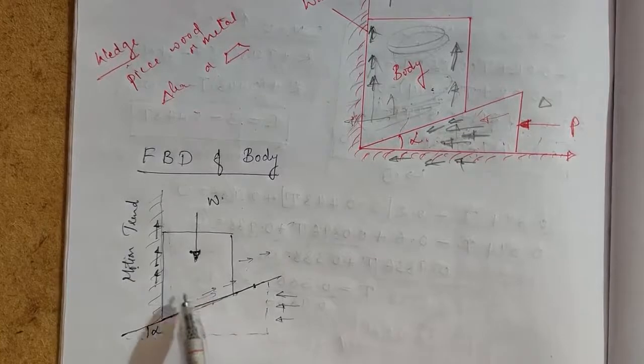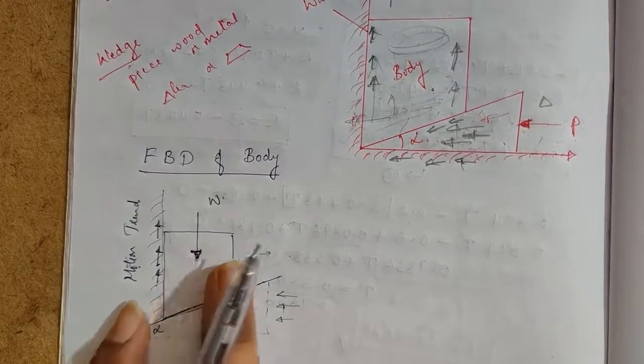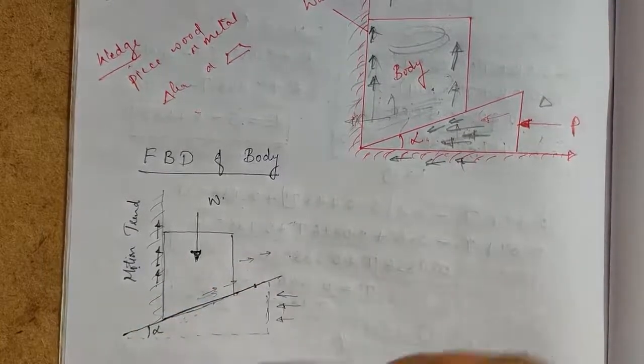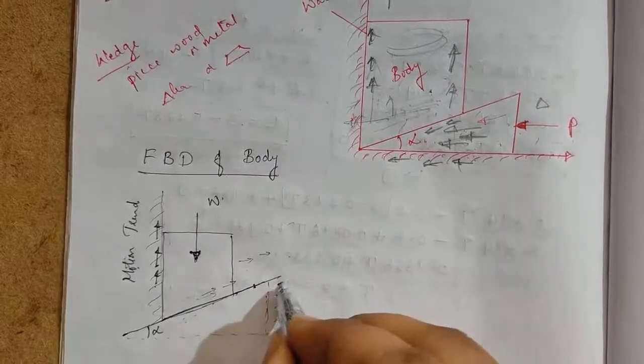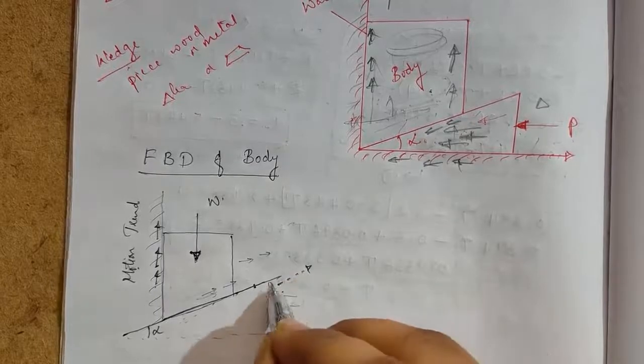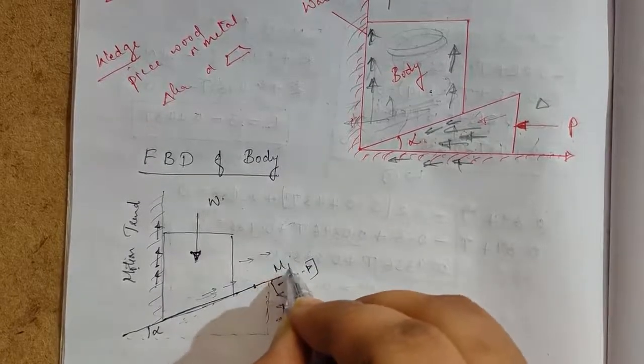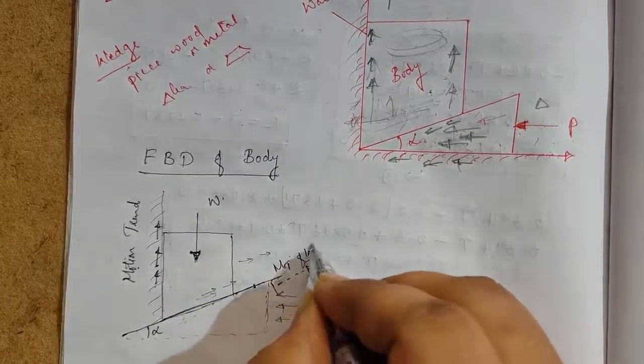This will go back. It will go up also and it will go back also as this wedge moves inside the wall. So the motion trend will be like this, the motion trend of the wedge.